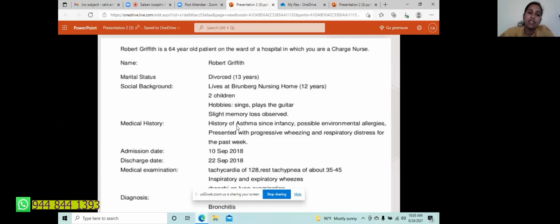And next one is the medical history. History of asthma since infancy, possibly environmental allergies, presented with progressive wheeze and respiratory distress for the past week. Is it relevant? What are the things we can take from that? Presented with progressive wheezing and respiratory distress for the past week. That is the main thing we have to take.